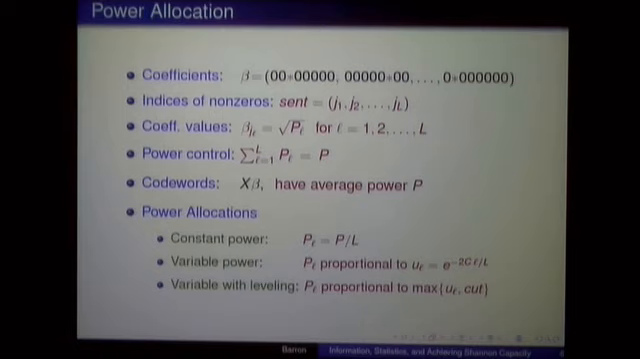Power allocation. There are two choices of note. One is to use the same power, P over L, for each of the terms that are non-zero. So what we do is we set the coefficients to be square root P_l, where the P_l sum to P. We could use constant power. We could use some scheduling of powers that drop off as the section index increases. We might have some compromise between them that levels the power.